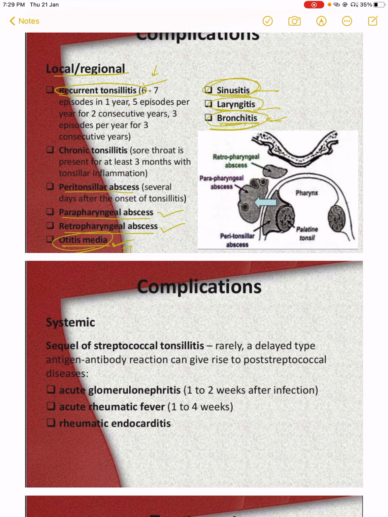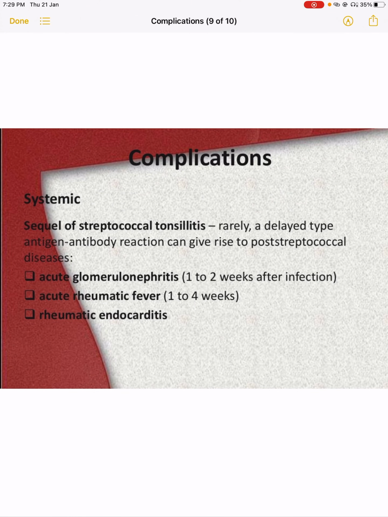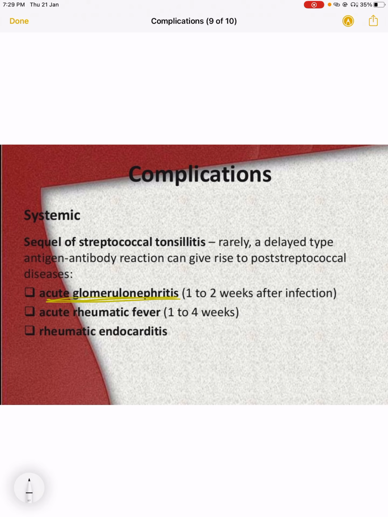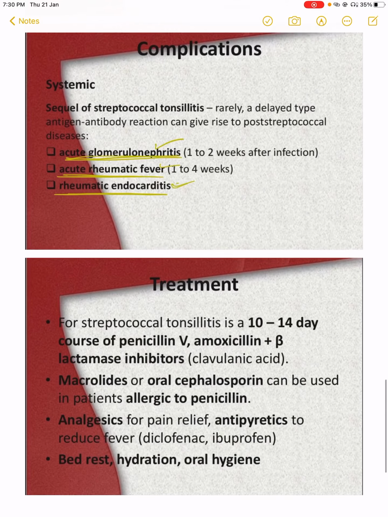Then we'll see what the systemic complications are. Acute glomerulonephritis. I think you should know the post-streptococcal infections, you have read about them already in microbiology. Acute glomerulonephritis, acute rheumatic arthritis, and rheumatic endocarditis. These are the systemic complications.